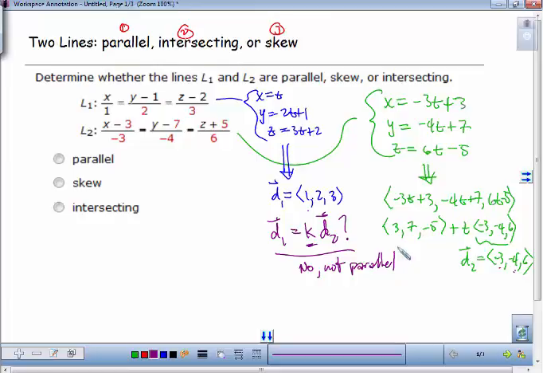So kind of like the same way we checked for 2 planes being parallel, we check their normal vectors to see if they're going in the same direction or opposite directions. Then if it didn't work, then it's not parallel, so that's good. So now the next thing to check is if they intersect.